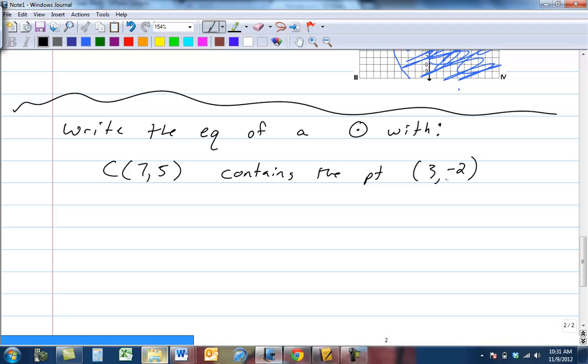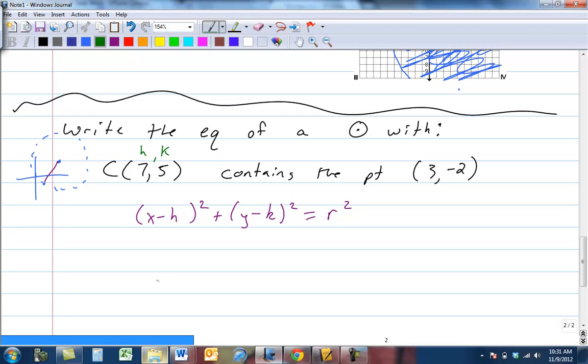All right, so we're going to find the equation with these characteristics. This is the center, and here's the point. So let's think about this. If we were to graph this, nothing fancy, 7, 5, the point 3, negative 2. This is the center, so there's some circle going around like this. Now we don't know this radius, but that's what we're going to find. So first thing we're going to do is x minus h quantity squared plus y minus k quantity squared equals r squared. Because this is the center, this is h and this is k.